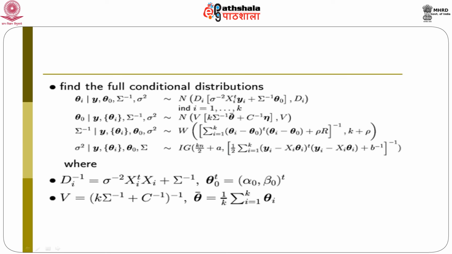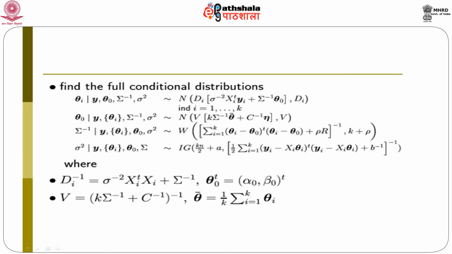Theta i given y and other parameters follows normal with this. Theta naught given this, that again follows normal with v and this. The expressions for v, for di, all these things are given at the bottom, and then sigma inverse has the distribution. So this is the posterior distribution of theta i, theta naught, sigma inverse, sigma square. This is normal, normal, Wishart, inverse gamma, all right.